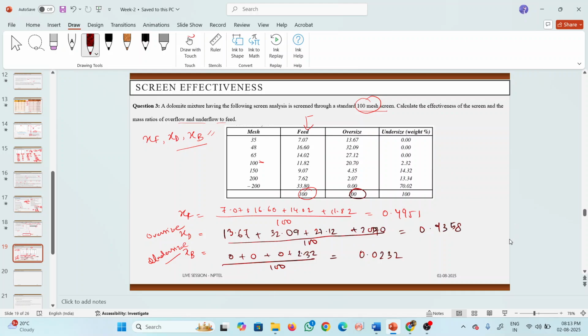Ma'am, for XD, I have calculated this. My answer is 0.8758. You have calculated up to 100 mesh. Yes, ma'am.